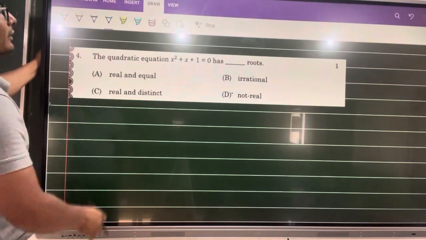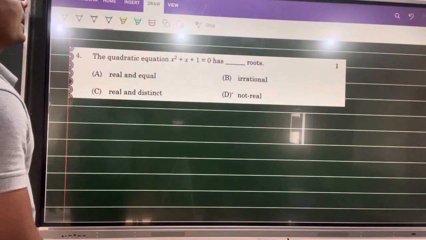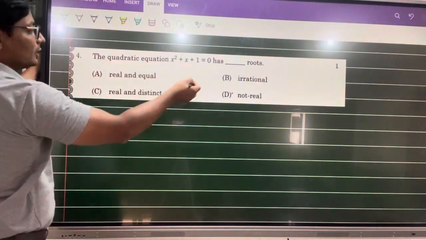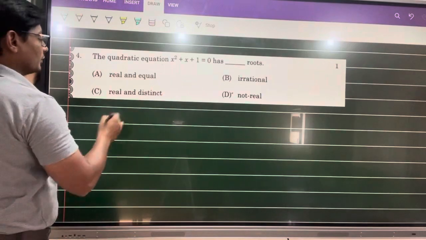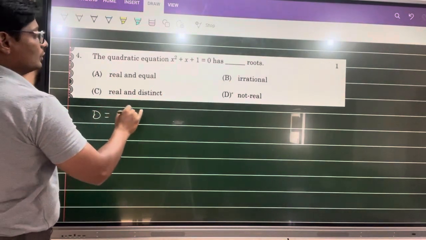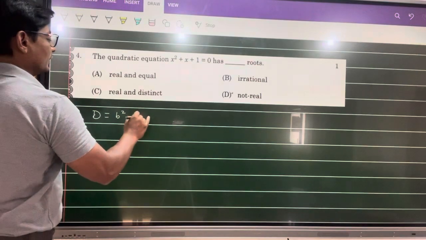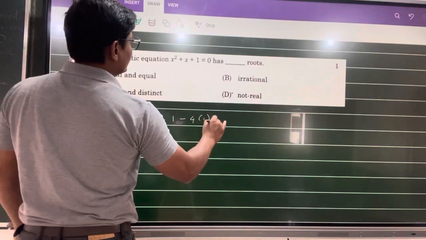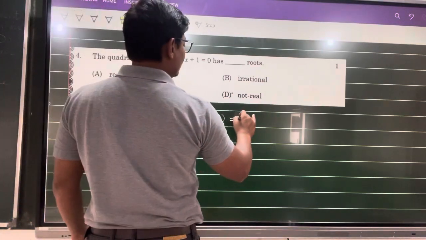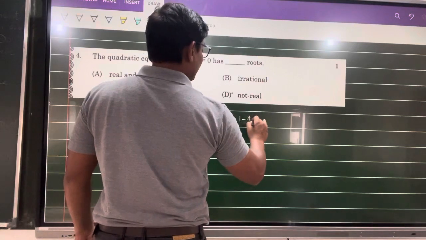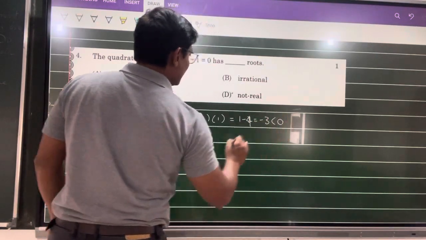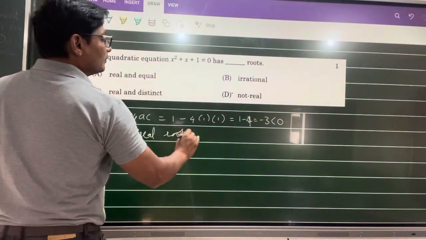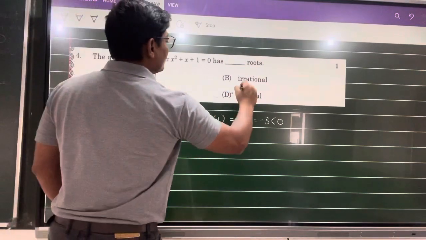The quadratic equation x square plus x plus 1 equal to 0 has. So here you need to check the discriminant of the given equation. Depending upon the result, we will be able to identify the type of the roots here. So discriminant D equals b square minus 4ac, so b square is 1 minus 4 times a is 1, c is 1, so this is 1 minus 4 equals minus 3, which is less than 0. So no real roots. Therefore option will be D. There are no real roots.